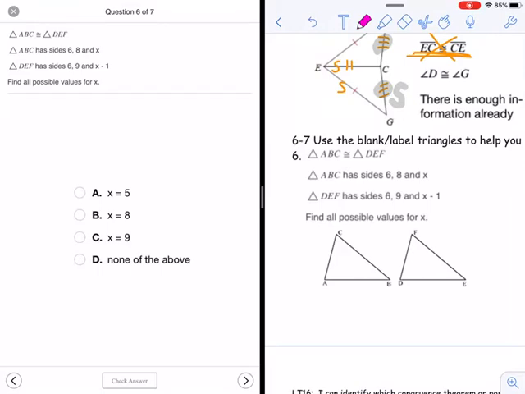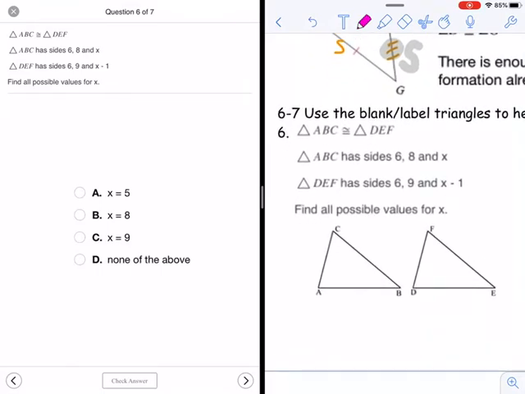And then this problem right here, I like a lot. ABC has sides 6, 8, and x. DEF has sides 6, 9, and x minus 1. Find all possible values of x. Well, the way it works out, AB and DE have to be congruent. AC and DF have to be congruent. So that means x is 9, and that works out perfectly, because if you plug in 9 here, you get that to be congruent. If you plug in 9 here, it spits out 8, and those two sides will be congruent.